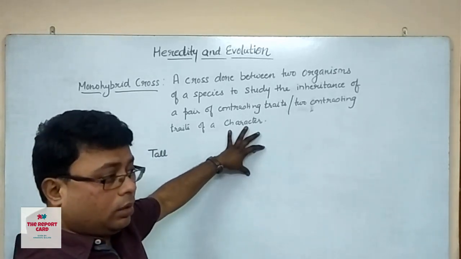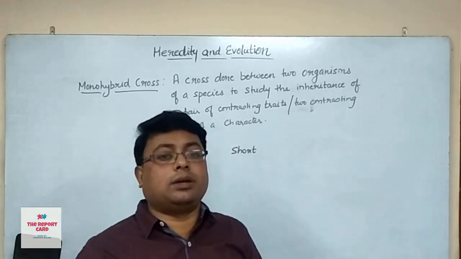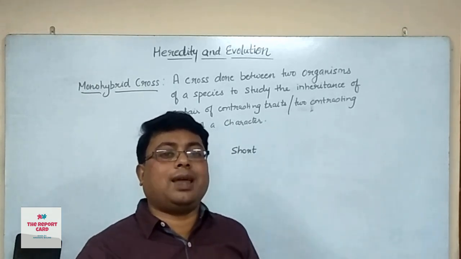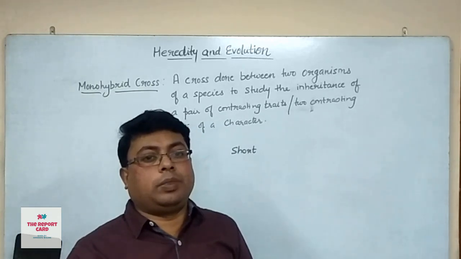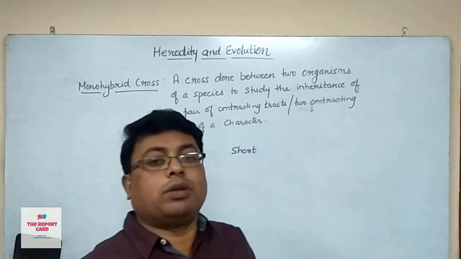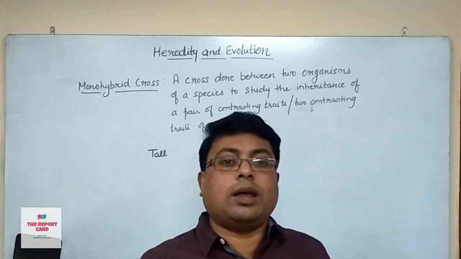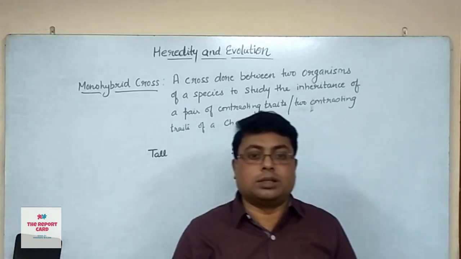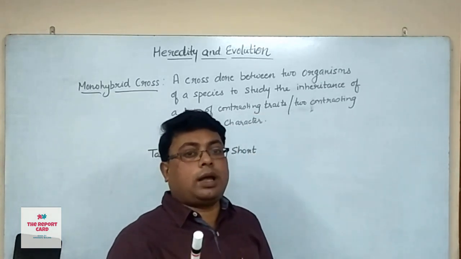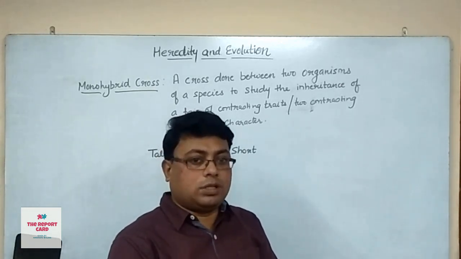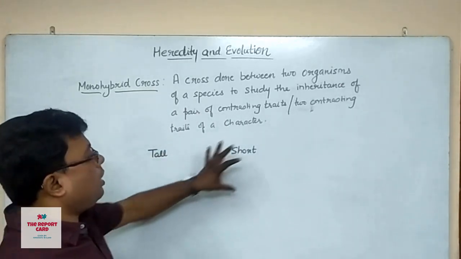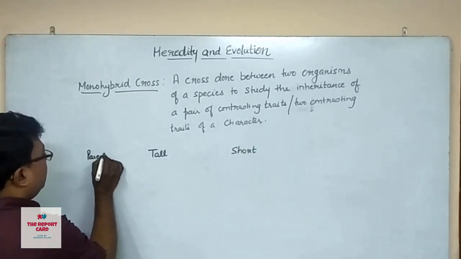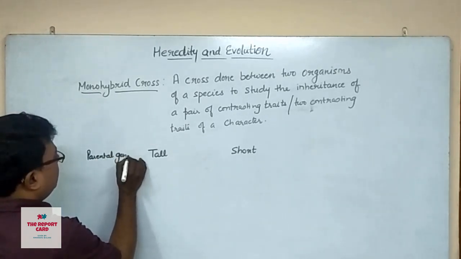I think it's very clear to you why I am calling it pure tall and pure short. Pure tall means that all the alleles which are related to height are of tallness. That's why I am calling it pure tall. The other word for pure is homozygous, which you have already gone through in my previous videos. So he took pure tall and pure short plants, and he named them the parental generation.